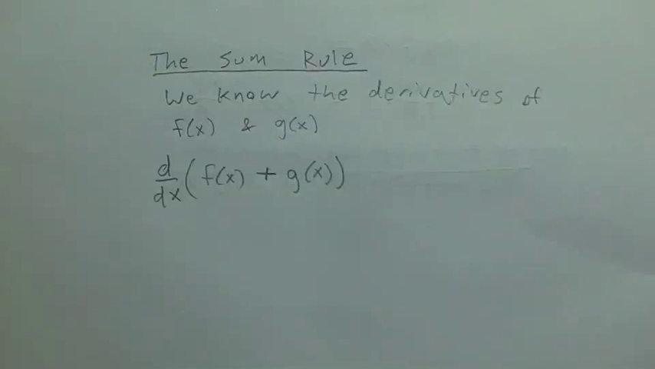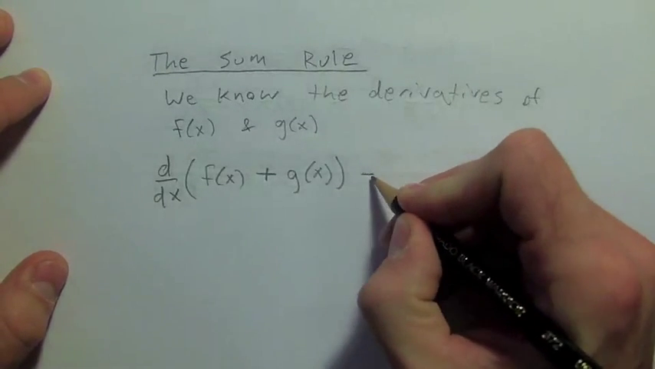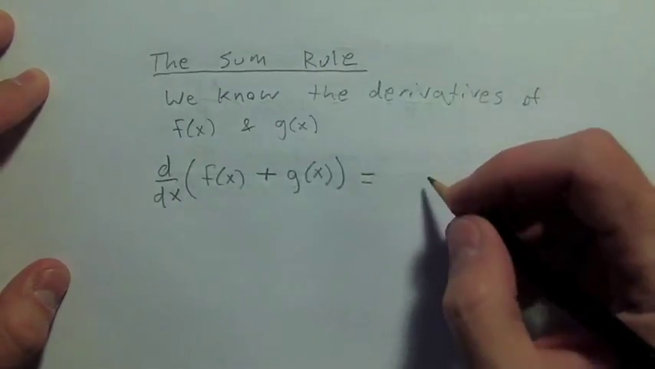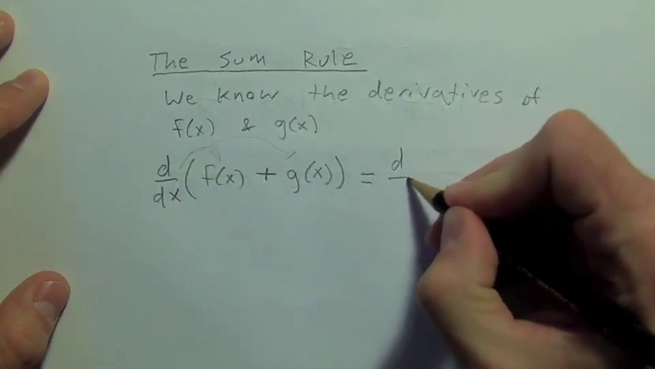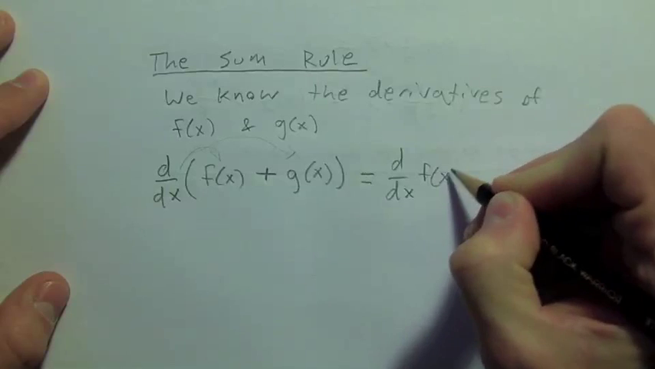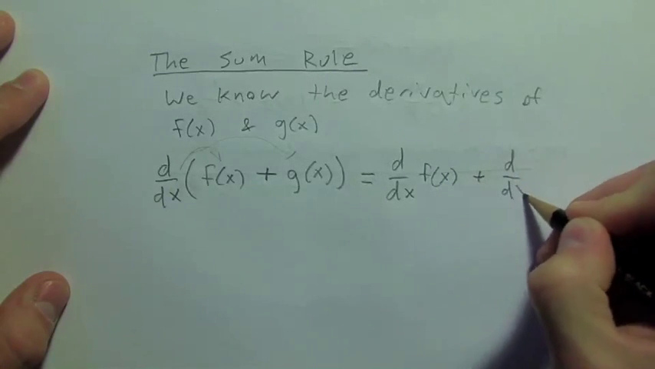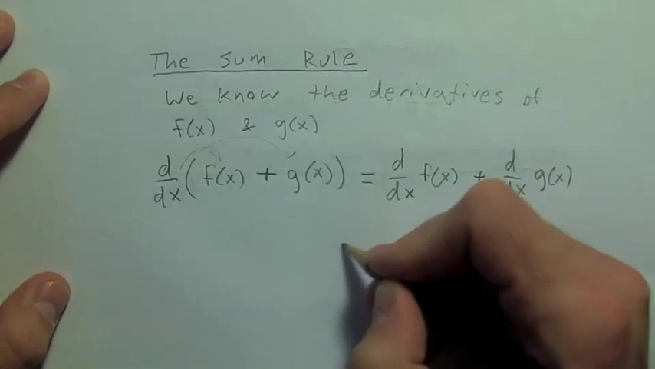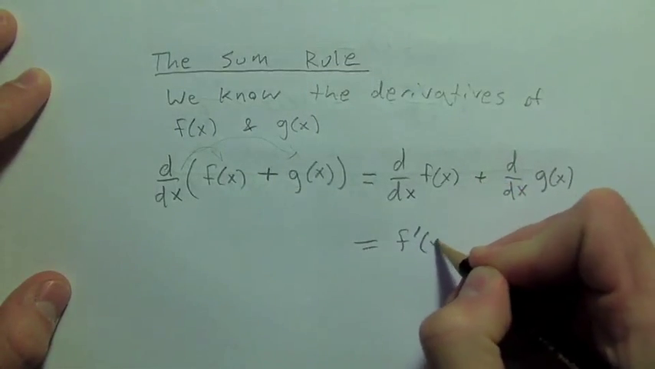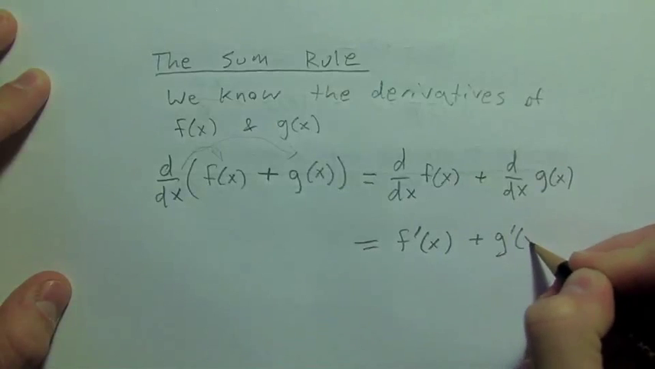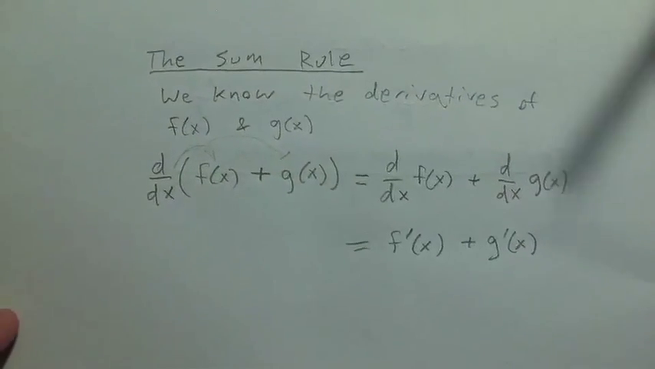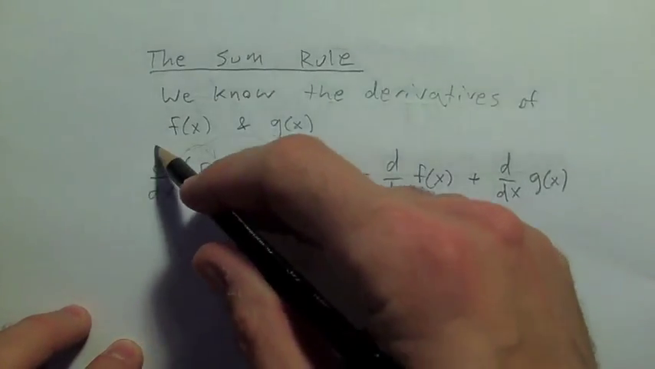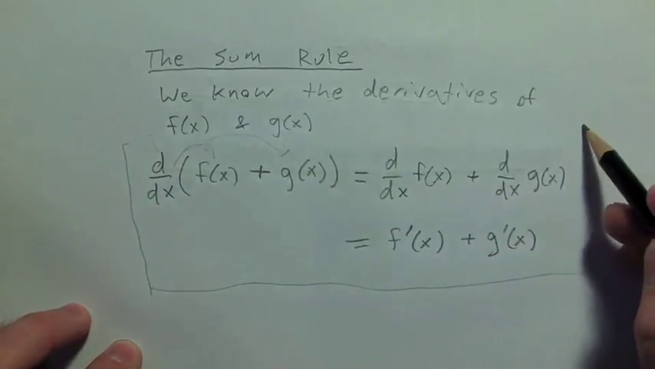The sum rule basically says that this is just going to be, well, I can actually distribute this derivative sign. So it's just going to be the derivative with respect to x of f of x plus the derivative with respect to x of g of x. In other words, this is just going to be f prime of x plus g prime of x. Okay. And I feel like I should show where at least one of these comes from.